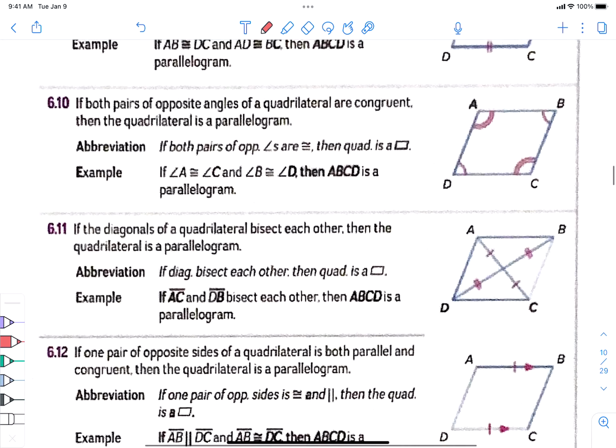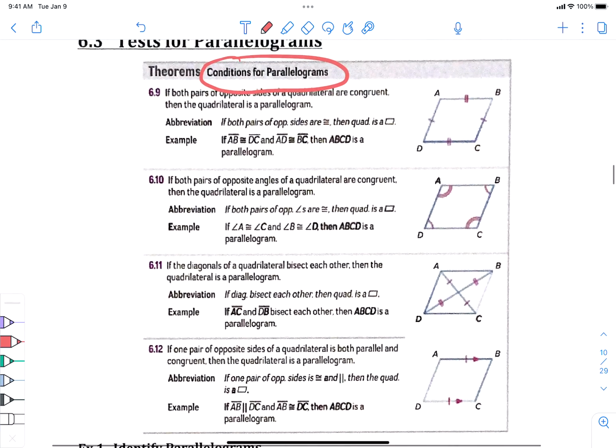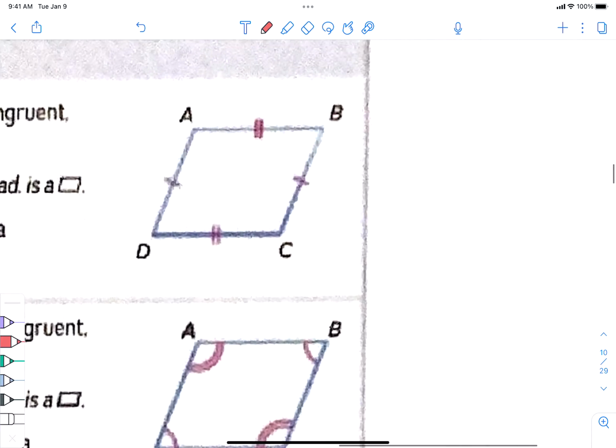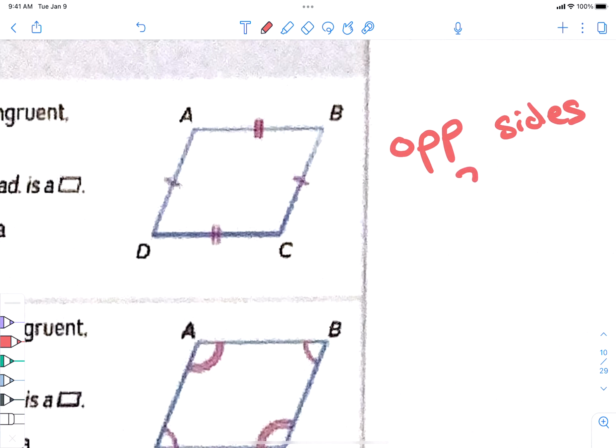It has to fulfill one of these 4 requirements, okay? And some of them are pretty straightforward. Like the first one says, if the opposite sides are congruent, then it's a parallelogram. If that's the only thing that we know about this diagram, as long as the opposite sides are congruent, we know that thing is a parallelogram. They don't have to tell me anything about the angles or about it being parallel. If the opposite sides are congruent, the way that it fits together, it will make a parallelogram.